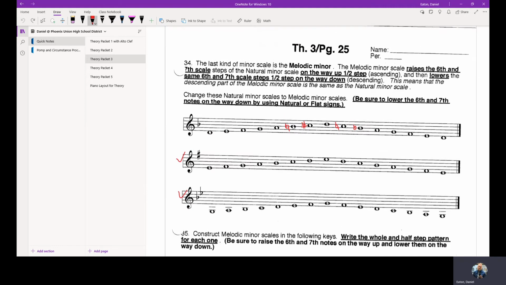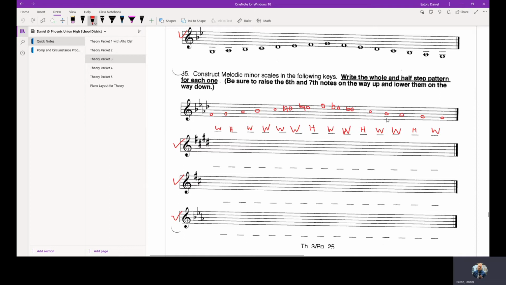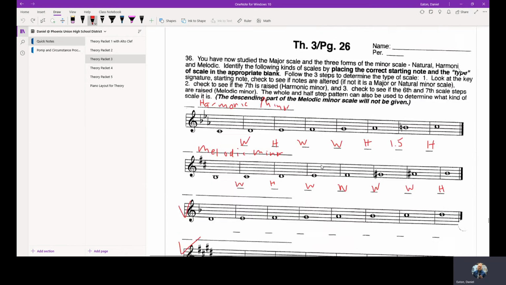Last kind of minor scale is melodic minor. This is where the 6th and the 7th degrees are raised on the way up, and then they go back to being natural minor on the way back down. So whenever you see a scale where the 6th and the 7th are modified, that's melodic minor. Okay, now you're constructing and practicing that, piece of cake.